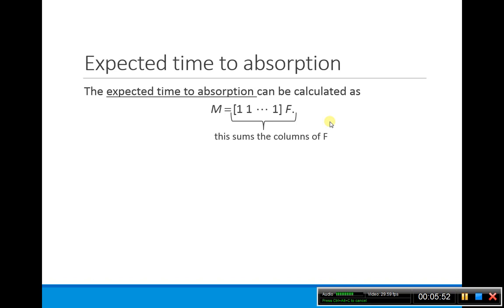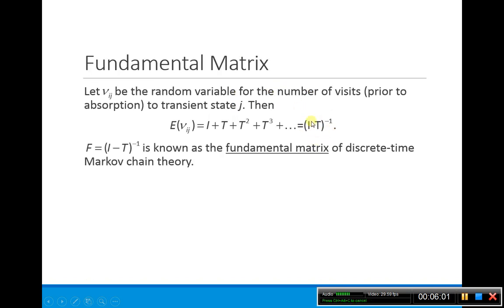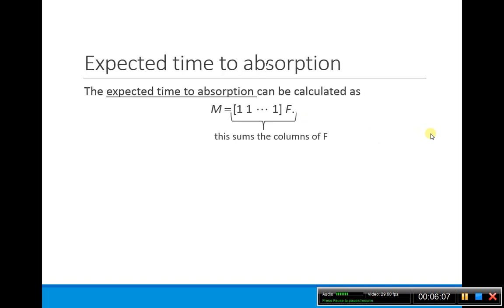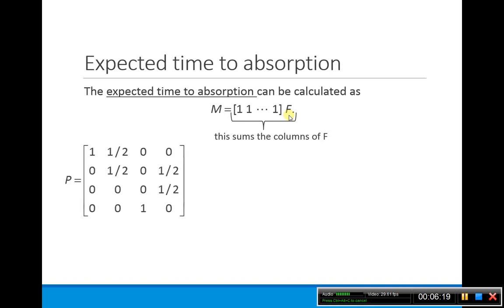So now we can use that to get what's called our expected time to absorption. This F was what we just looked at previously. This F is the inverse of I minus T, where T is just that one portion of our probability transition matrix. And our expected time to absorption is basically, if we sum up all the columns of F, it gives us the expected time to absorption depending upon which state you start in.